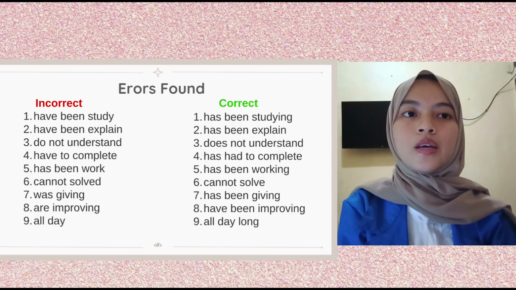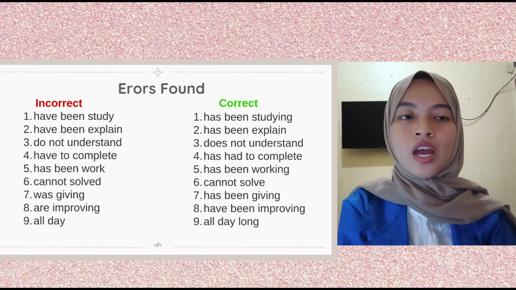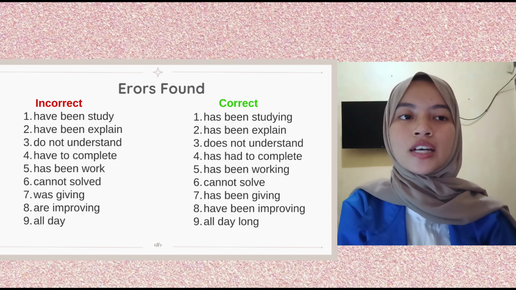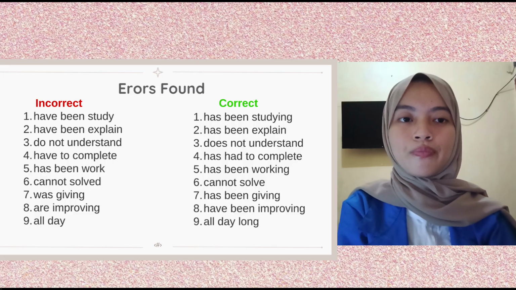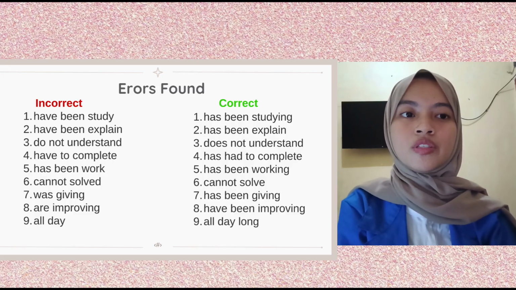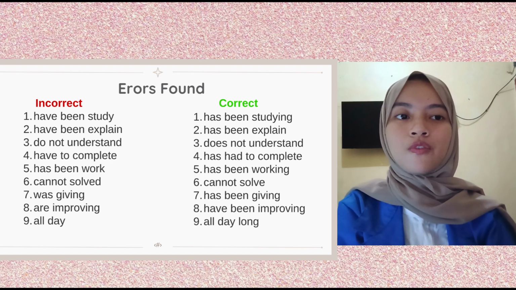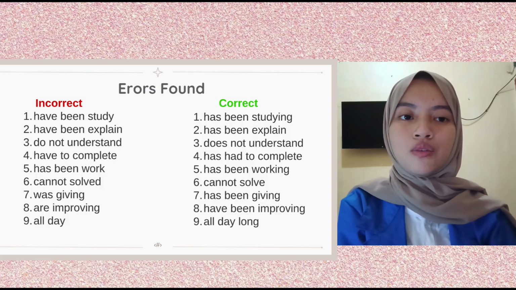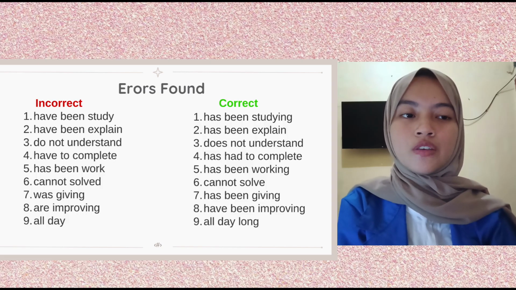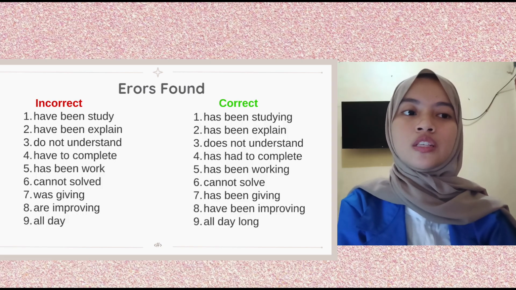"Have to complete" becomes "has had to complete." Present perfect form is needed for an ongoing situation. "Has been worked" becomes "has been working." Perfect progressive requires the -ing form. "Cannot solve" becomes "cannot solve." After modal verbs, the base form should be used. "Was giving" becomes "has been giving." Present perfect progressive matches the time expression "this week."